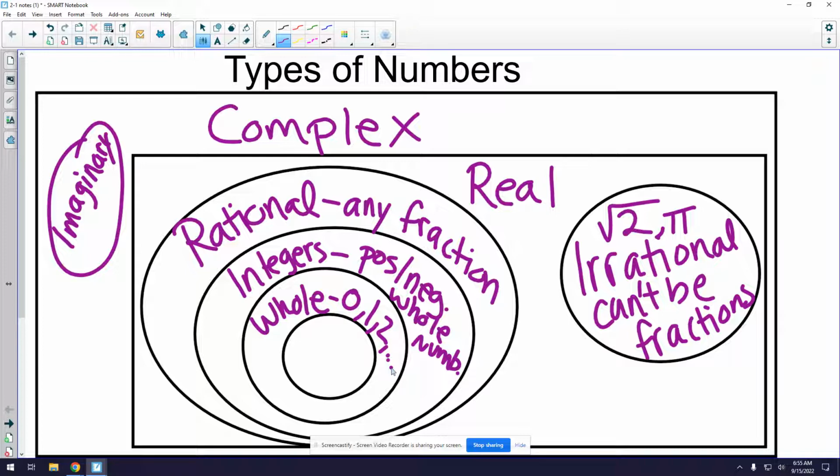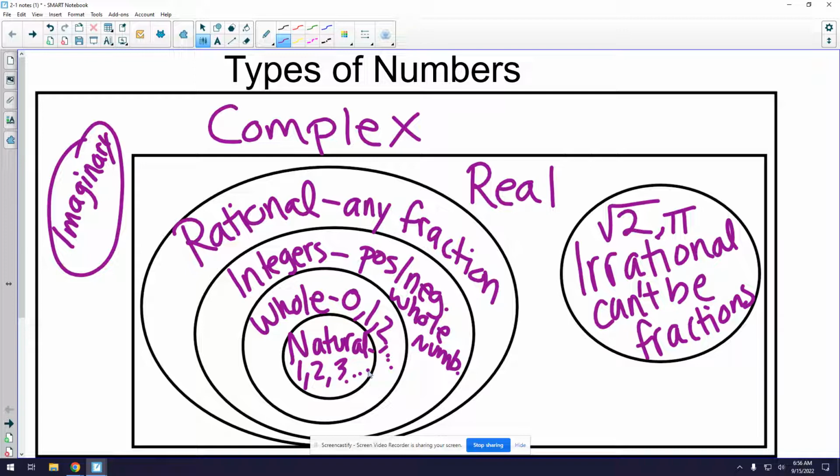And your last circle are your natural. And what's the difference between whole and natural? Naturals don't have 0. So the only difference between natural and whole is whole has the number 0, naturals don't. And an easy way to remember that, if you count naturally, you're going to count 1, 2, 3, 4. That's how we count. We don't count 0, 1, 2, 3, 4. Right? When I say start counting the people in this room, you're going to start with the number 1 naturally. So the natural numbers start with 1. The whole numbers start with 0.